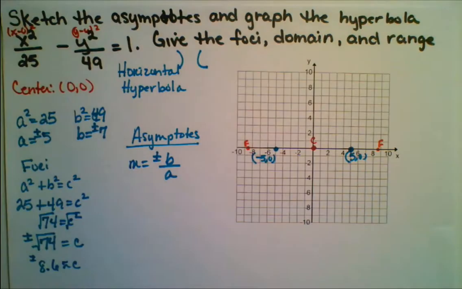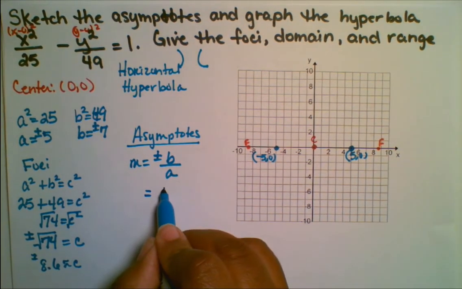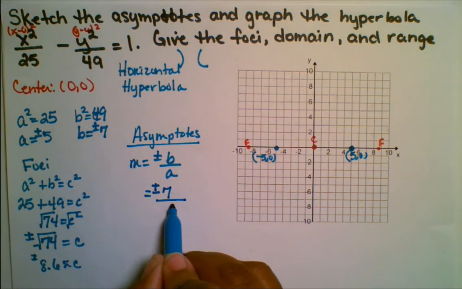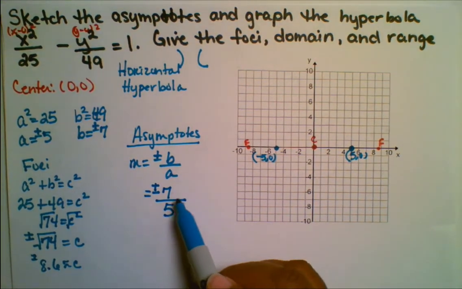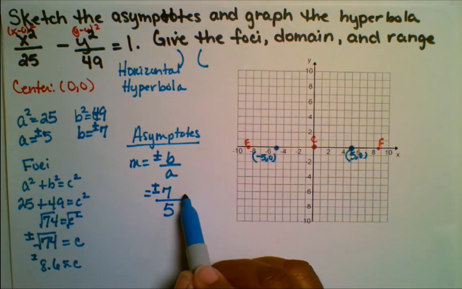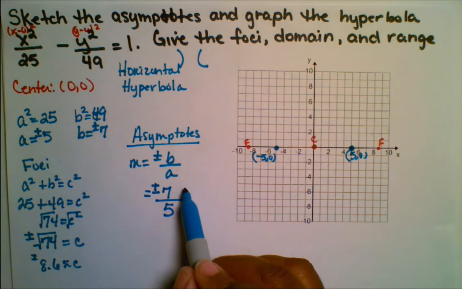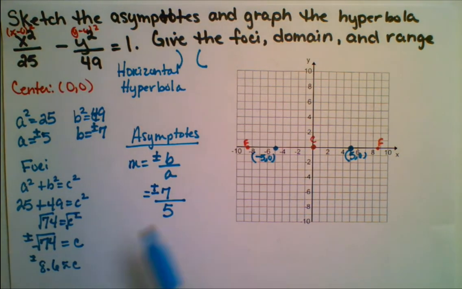Okay, so our b here is 7. We can say plus or minus 7 over 5. Okay, so that means we already know how to use the slope. Either we're going to go up or down, left or right, as far as the rise over run for our slope.